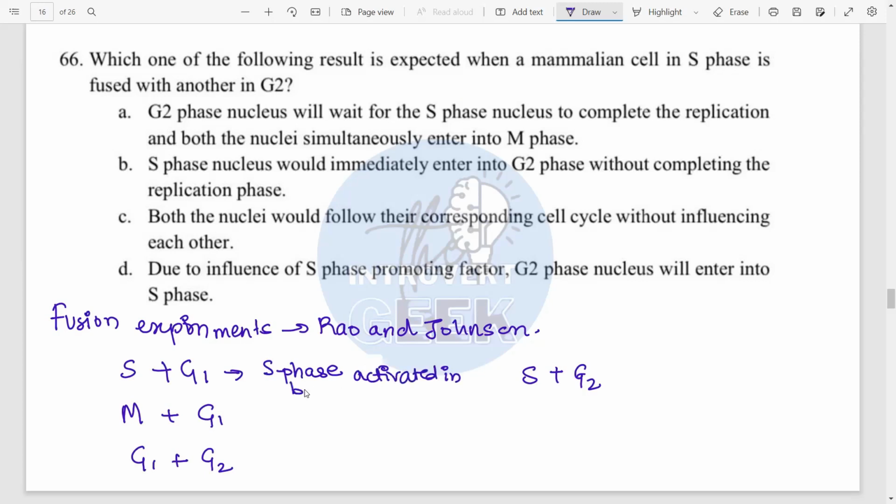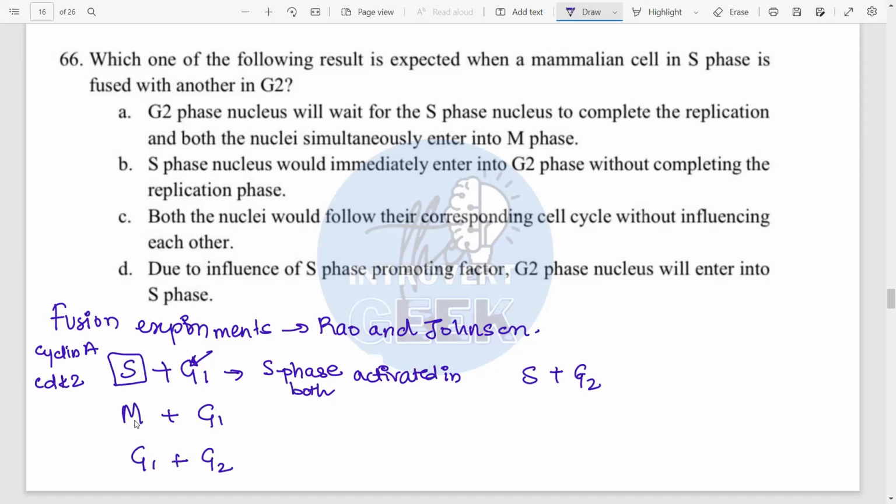That means that the cell which was in the G1 phase has also moved from the G1 to S phase. Now, why did this happen? Because this cell which was already in the S phase had activated cyclin A and CDK2. And this activated cyclin A and CDK2 helped this G1 phase to also move into the S phase. So therefore, S phase was activated in both.